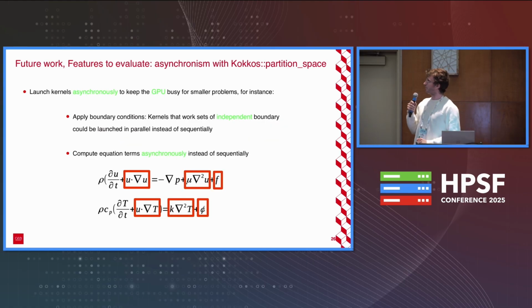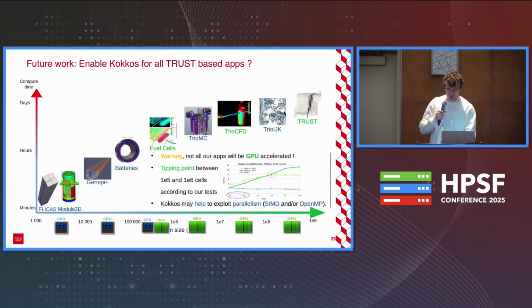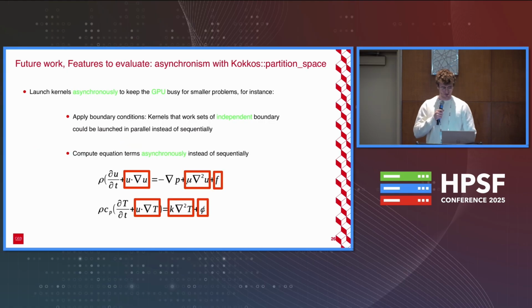We would like to evaluate asynchronism, for instance, with a Kokkos partition space. It would be nice to see if we can launch kernels asynchronously to keep the GPU busy for smaller problems. So essentially, we try to shift the CPU-to-GPU jump as much as we can to the left. For instance, by applying boundary conditions in parallel instead of sequentially, or computing equation terms asynchronously instead of sequentially.